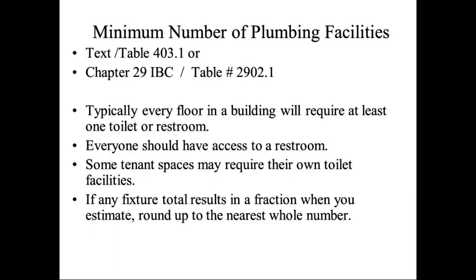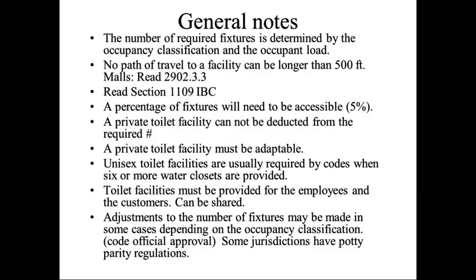This is a little summary of what we've already discussed. In our general notes, remember, the number of required fixtures is determined by the occupancy classification and then the load. Remember, the path of travel to a facility cannot be longer than 500 feet. Go back and look at 2902.3.3. Read the section also in your IBC code book, 1109, which I'm not going to go over. I'm expecting you to read it.